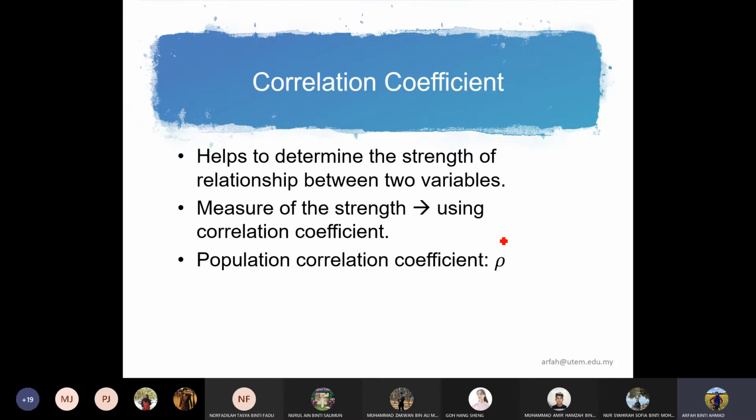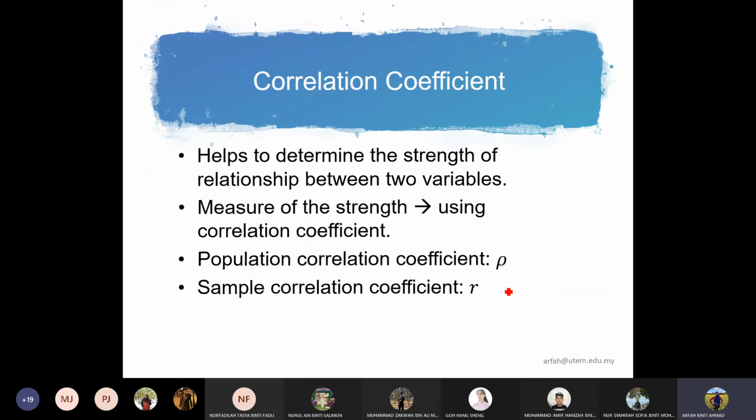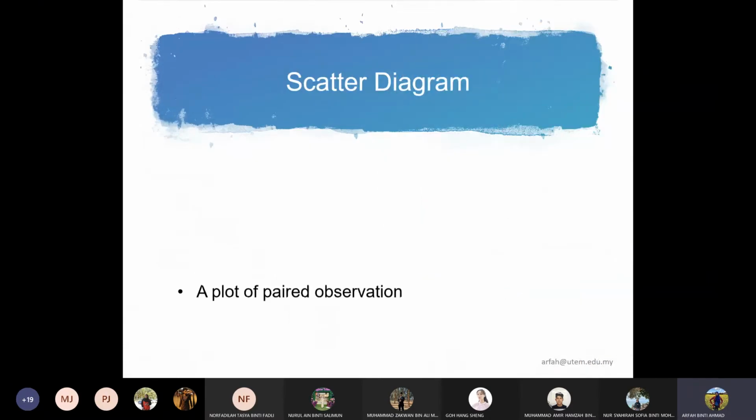So kita akan ada population data and sample data. So population correlation coefficient will be denoted by rho and sample correlation coefficient will be denoted by R. Yang ini kita boleh kira direct guna Excel. Dia akan ada function untuk correlation coefficient. Nanti kita akan tengok. Okay.